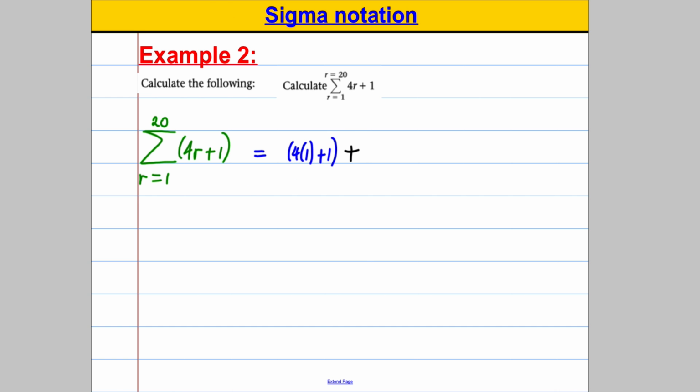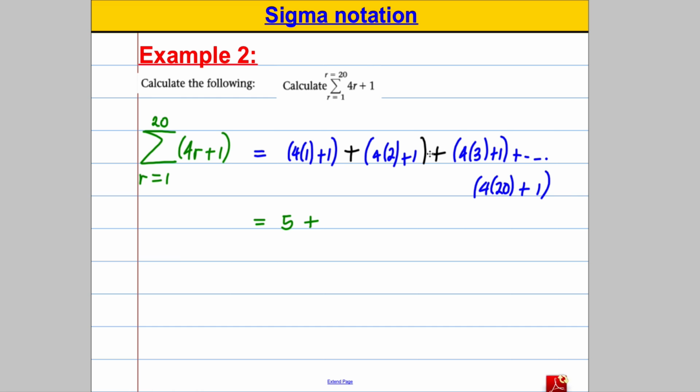Then we are adding 4 multiplied by 2 plus 1, and so on. We are adding 4 multiplied by 3 plus 1, and all the way up to when I put 20 in, plus dot dot dot, 4 multiplied by 20 plus 1. Now, therefore, we are summing up 4 multiplied by 1 add 1 is 5, plus 4 multiplied by 2 add 1 is 9, plus 4 multiplied by 3 add 1 is 13, plus dot dot dot, all the way up to 4 multiplied by 20 add 1 is 81, right?